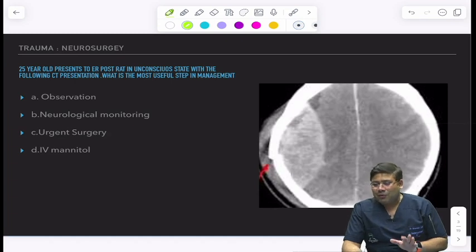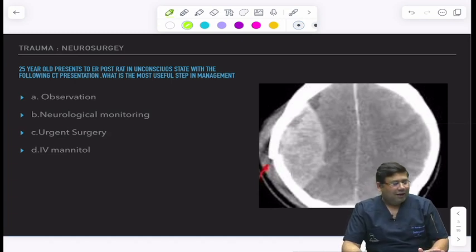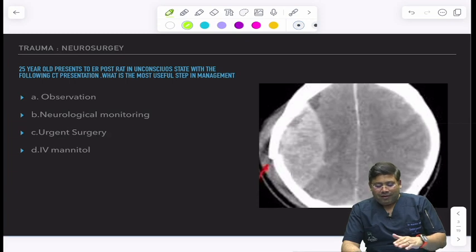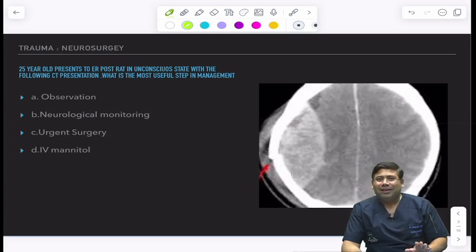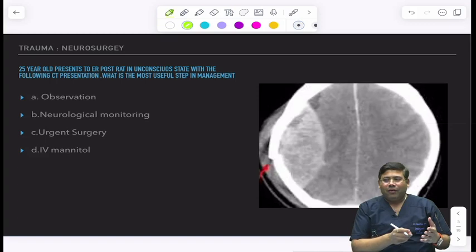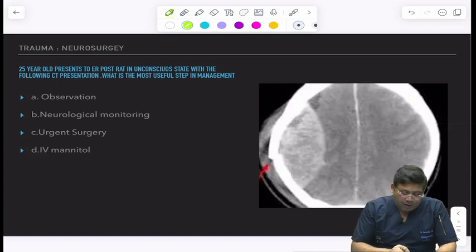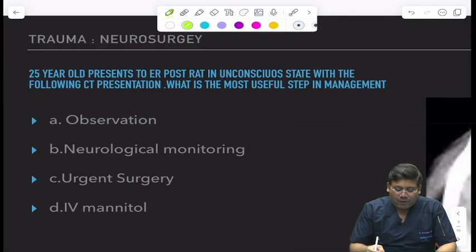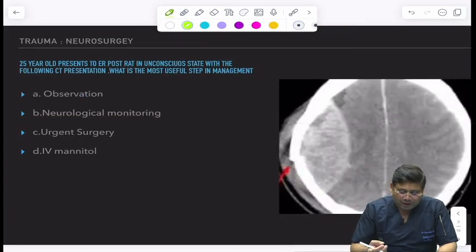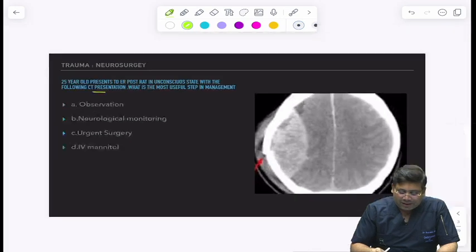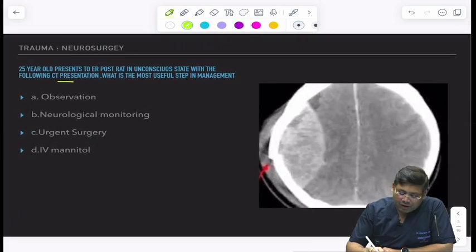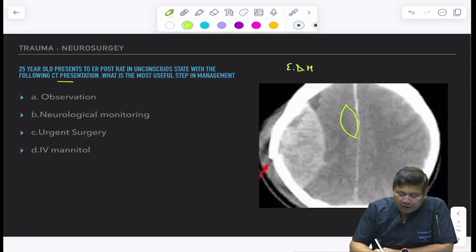Now this is again a ritual. Earlier you used to get a question in every exam about GCS. Recently we have seen one question on EDH, and SDH will be there too. Let us read the question: a 25-year-old patient presents to trauma post RTA in an unconscious state with the following CT presentation. The moment you see the CT, you get this biconvex shadow, and this is a case of EDH, with loss of consciousness.